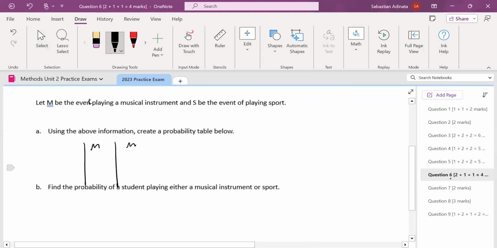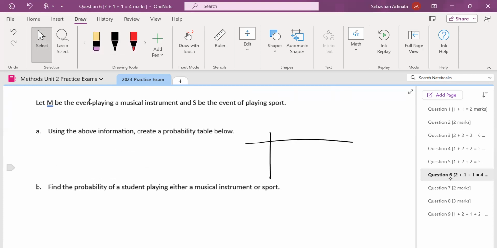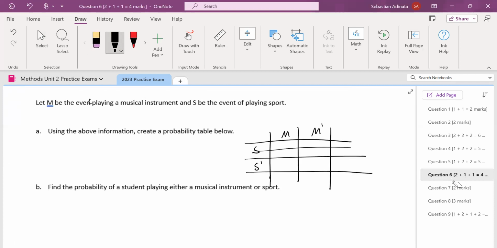So, for those not familiar with a probability table, you may know it as a two-way table. This is the play music column, and this M dash represents those who don't play music. This is the sport row across this way, and this one does not play sport. Now, we will always know this adds up to 1.